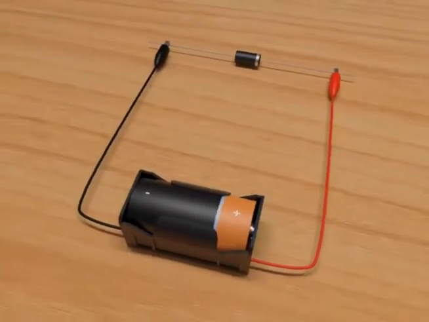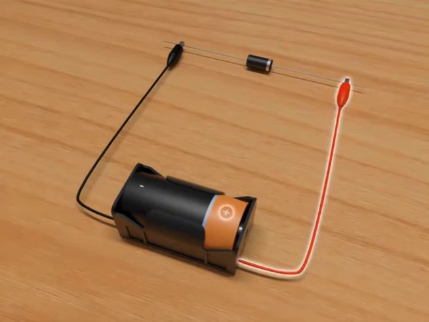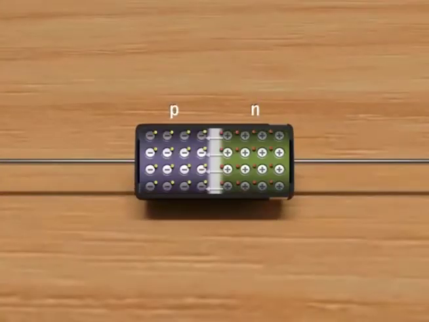In a reverse bias, when the cell is connected across the diode, the n side of the semiconductor is connected to the positive of the cell, and the p side is connected to the negative of the cell. Then, the thickness of the depletion layer increases.